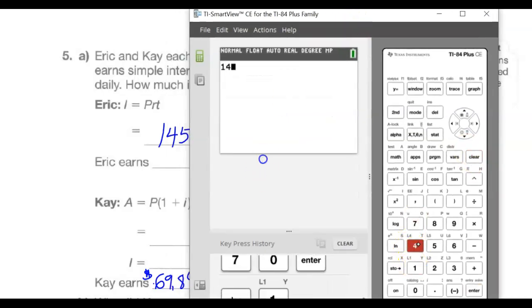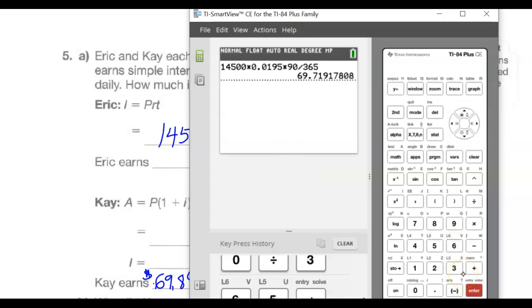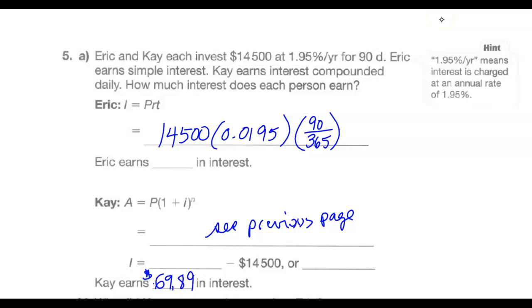So 14,500 times 0.0195 times 90 divided by 365. So 69.72. Okay, so just slightly less than compound interest.